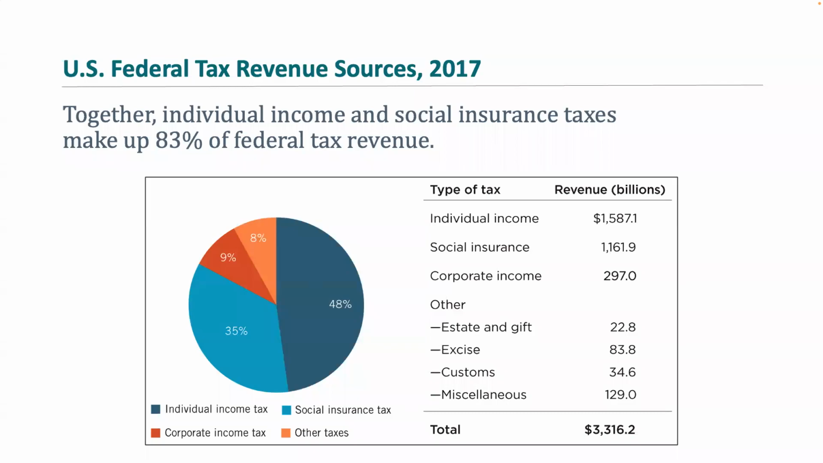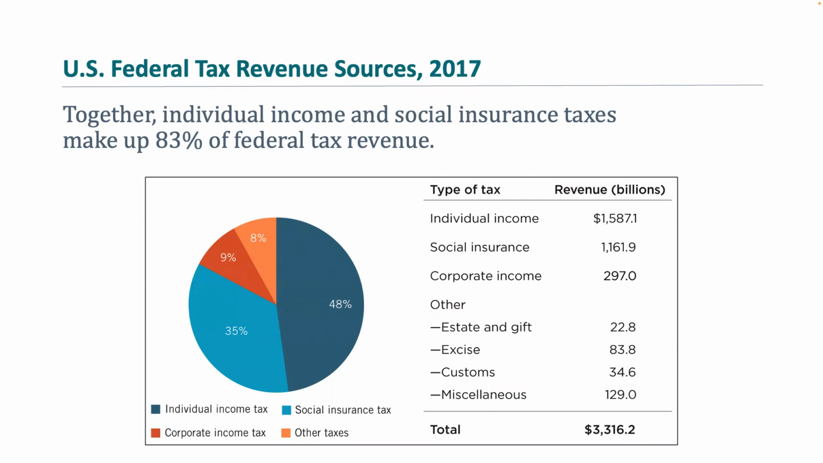Hello everyone. In this video, we're going to talk all about taxes. To get us started, we're going to take a look at the US federal tax revenue sources back in 2017. Total tax revenue in 2017 was about $3.3 trillion.